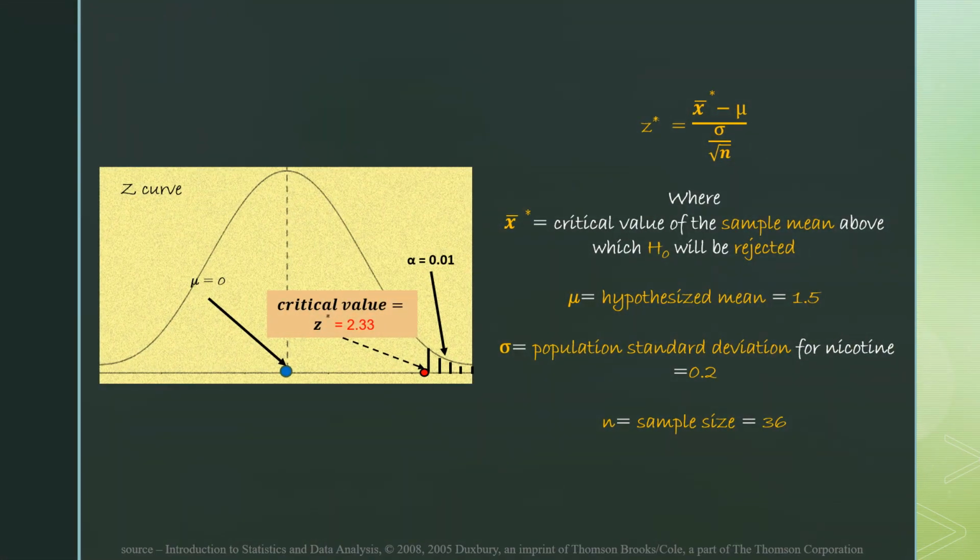We also know Z star equals x bar star minus mu divided by sigma divided by square root of n, where x bar star equals the critical value of the sample mean above which H0 will be rejected, mu equals the hypothesized mean, which is 1.5, sigma equals the population standard deviation for nicotine, which equals 0.2, and n equals the sample size, which is 36.